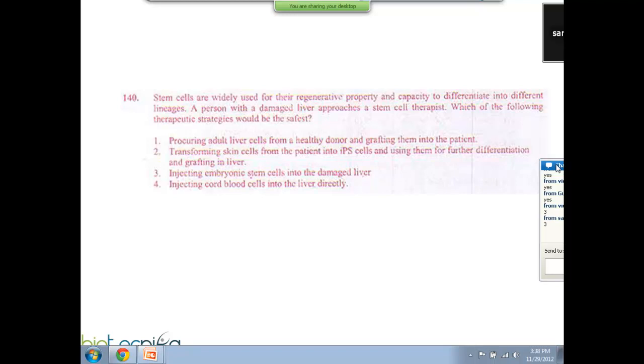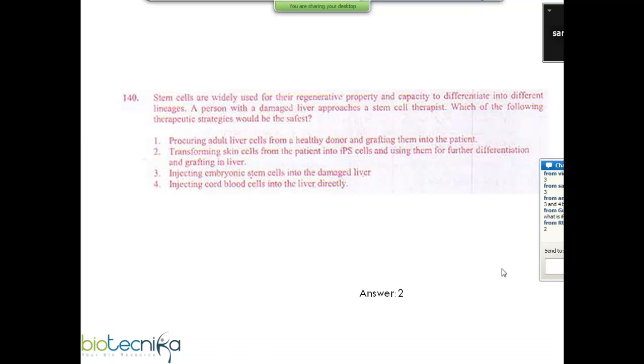Adult liver cell from a healthy donor, there will be a problem with your immunology. Induced pluripotent stem cells. If option 2 is not there, then we can go with your 3, because instead of injecting the stem cell, we can induce it. That word induced is the right one there. Okay. So the second one is your Nobel Prize winning somatic cell to stem cells. Inject.